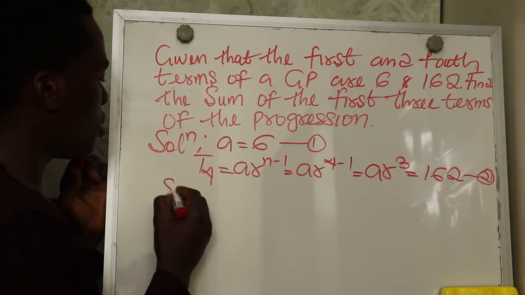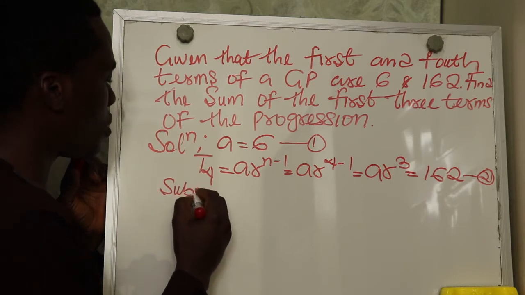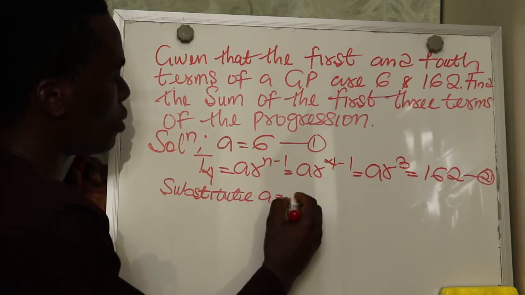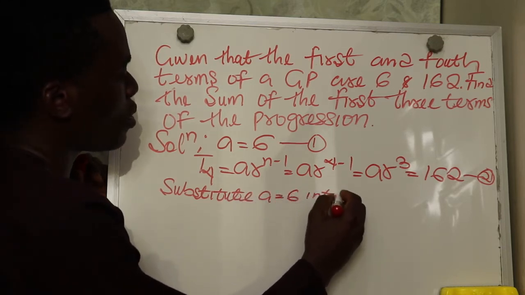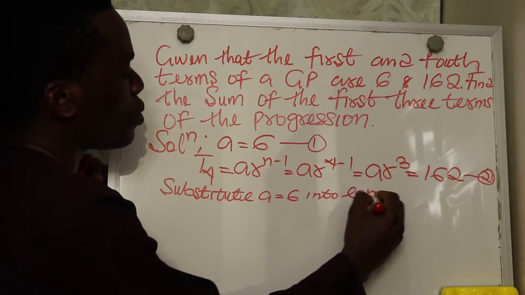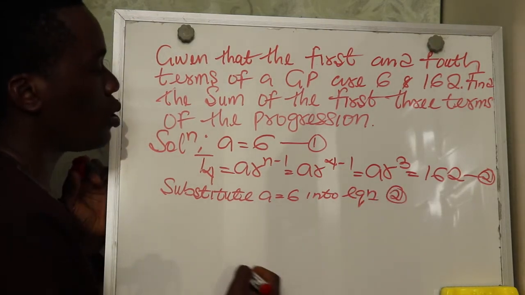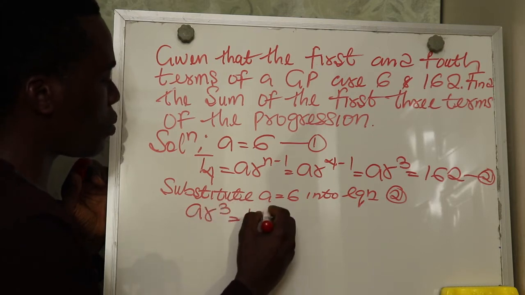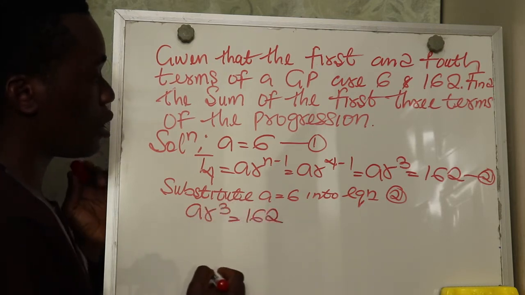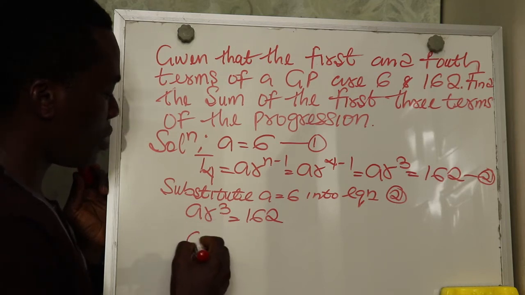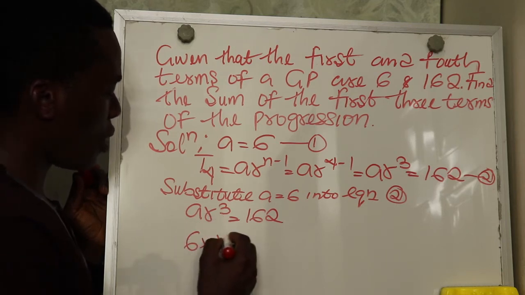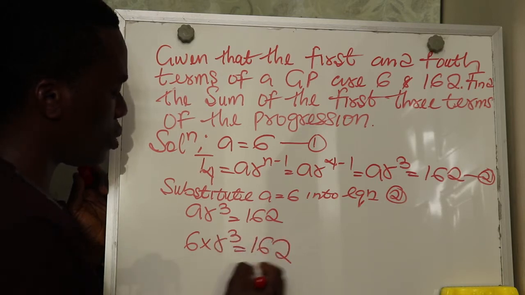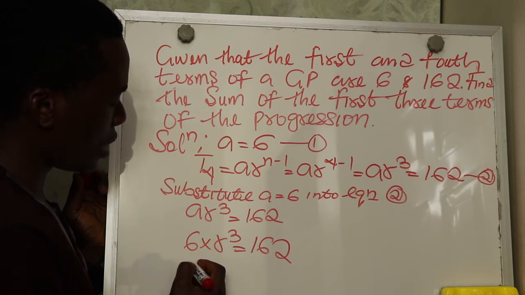Now, if we substitute a equal to 6 into equation 2, we're going to have ar^3 to be equal to 162. Now that will give us 6 times r^3, that will be equal to 162. Now let's look at this.